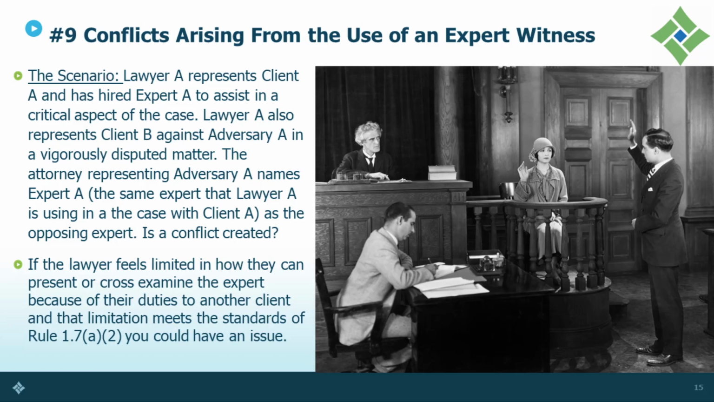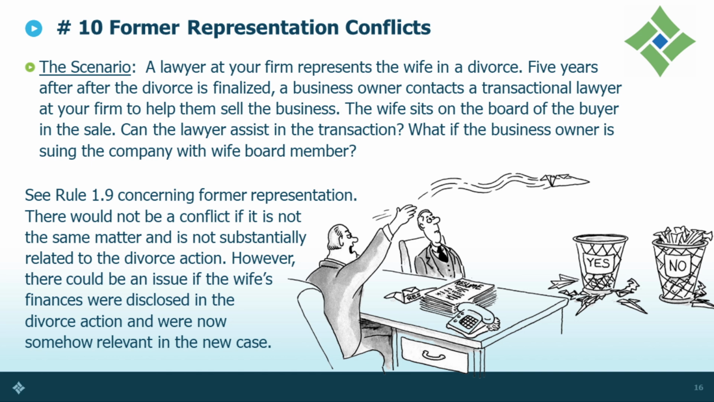All right, let's move on to the last scenario. This last scenario involves a former representation, and the rule at play here is Rule 1.9. As you read this scenario, a lawyer represents someone in a divorce action, and then 3 years later, the same lawyer is asked to be adverse to a company, and his former client serves on the board of that company. The question is, is this a conflict? I would submit the answer to that is no. The second matter is not the same matter, and it's not substantially related to the divorce action.